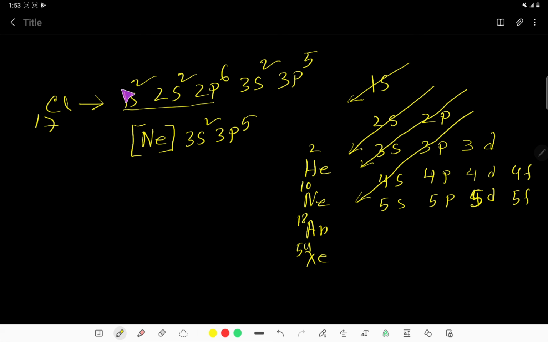So this is the long form or longhand or ground state electron configuration of chlorine, and this is the abbreviated or shorthand or short form electron configuration of chlorine. This electron configuration is also called condensed electron configuration, or you can say this is the electron configuration of chlorine using noble gas.